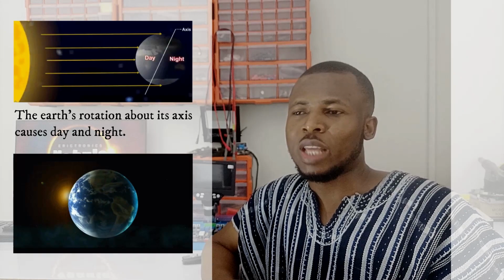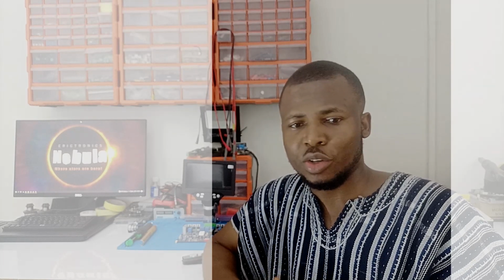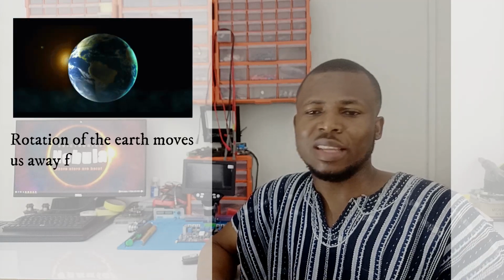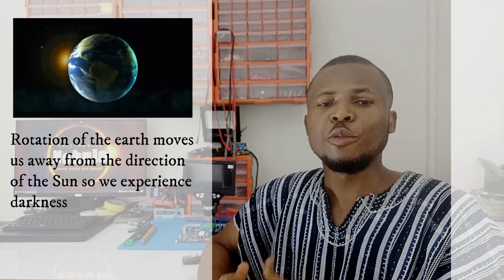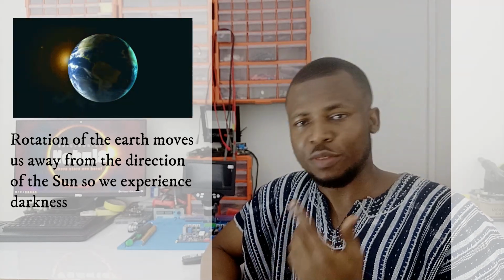Okay, so that is why it appears that the sun rises in the morning, the sun will rise in the east, and it will set in the west, right? But then take note that the sun is always shining, and between the earth and the sun, it is the earth that moves around the sun. Now we experience darkness because as the earth rotates, it moves our position on the earth's surface away from the direction of the sun.